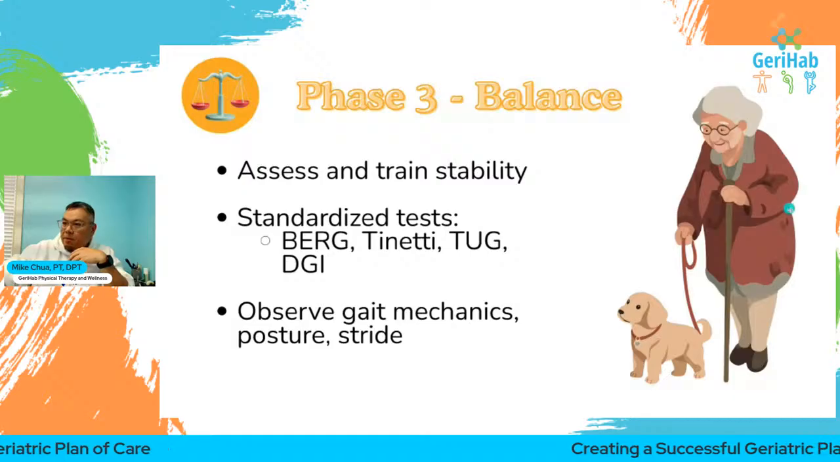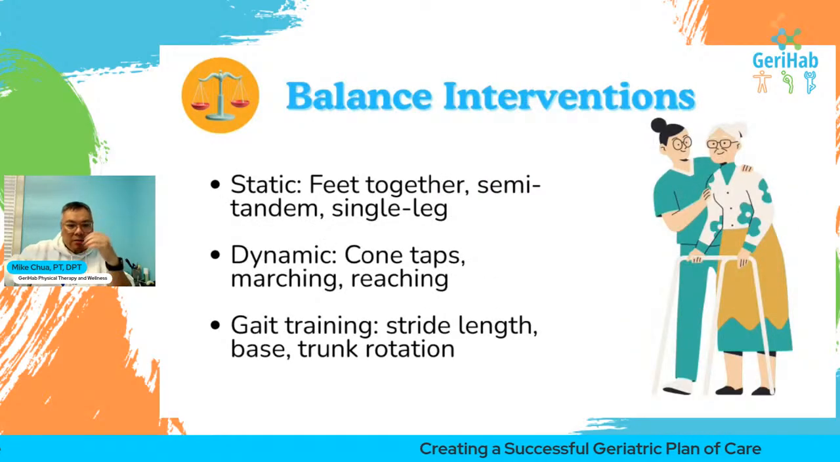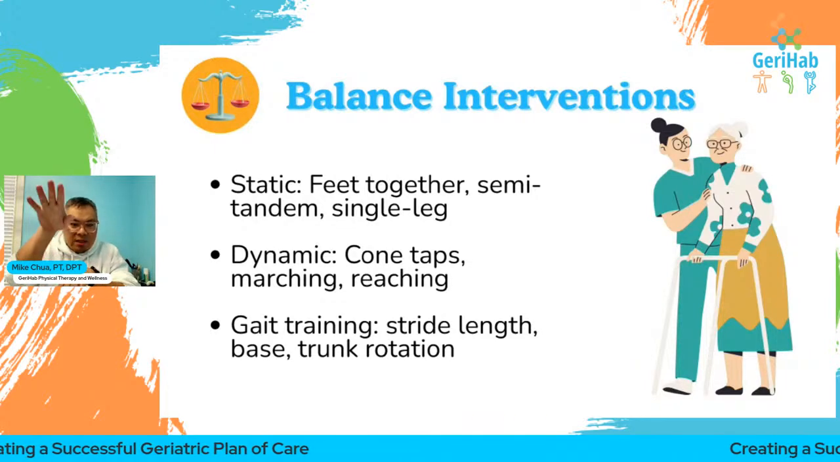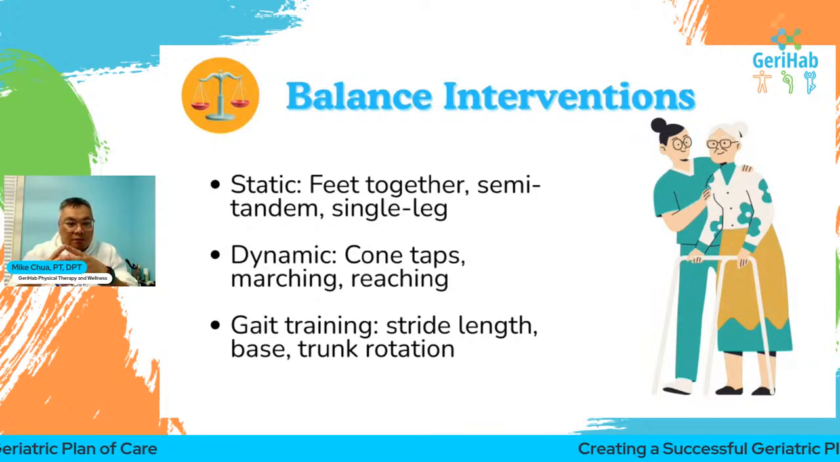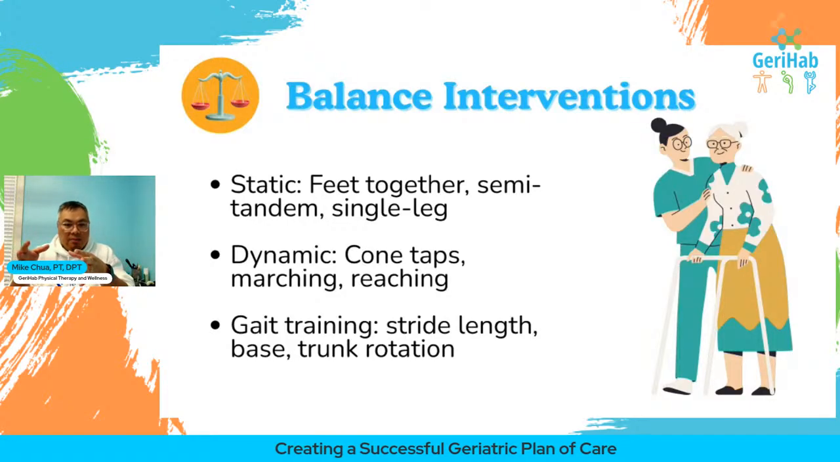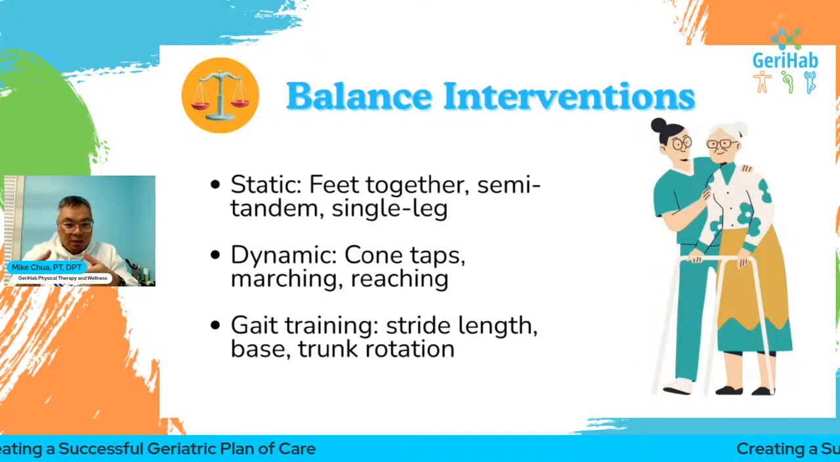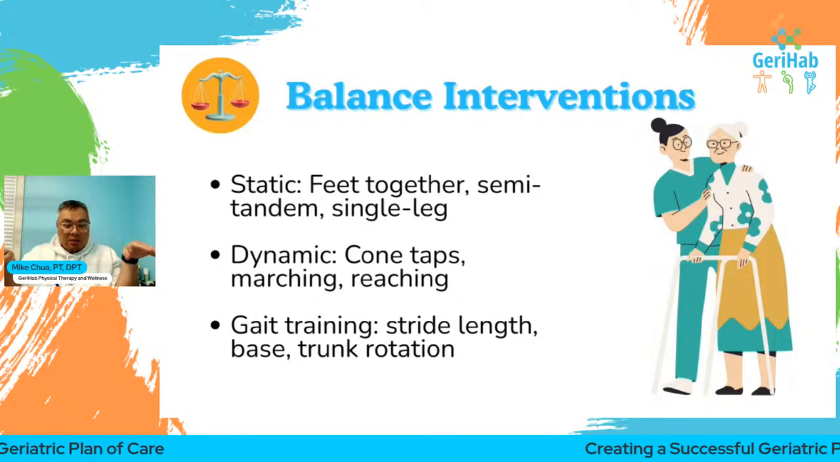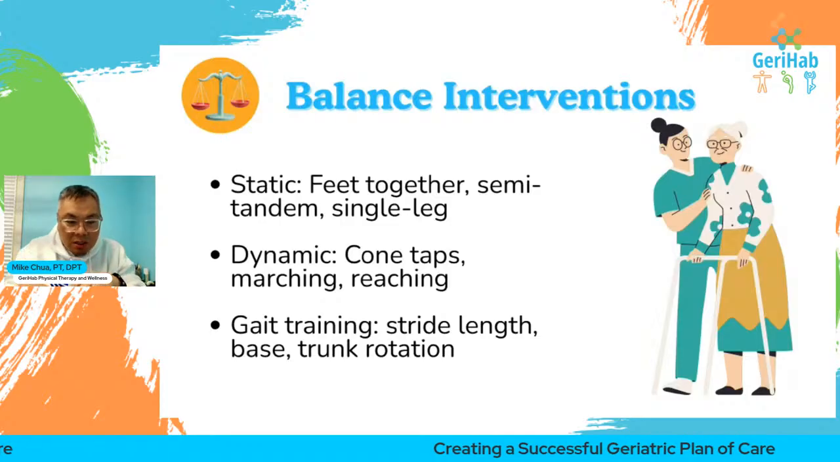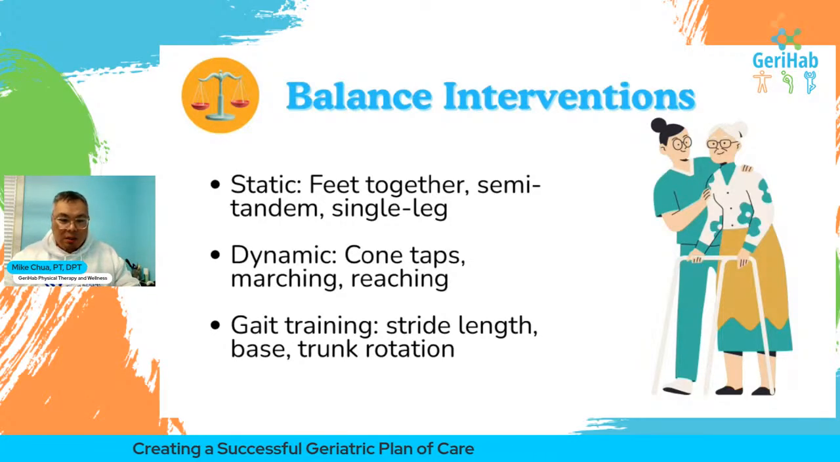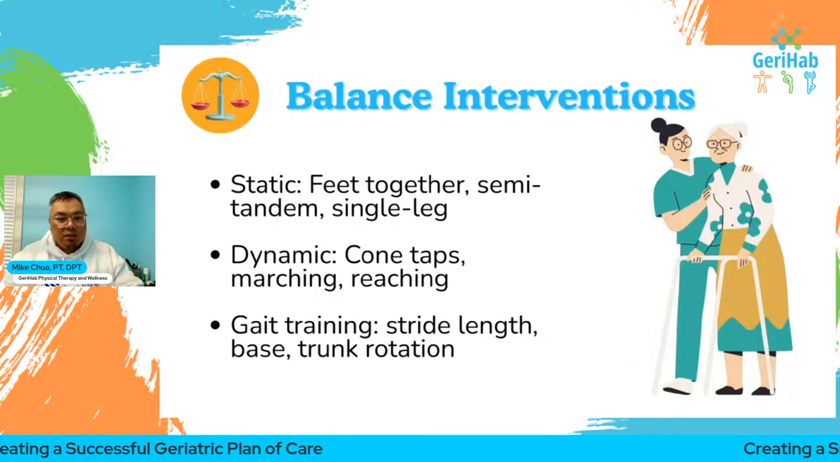Again, some balance interventions that you can do. You can do static balance: feet together, semi-tandem, single leg. That's part of your Berg balance and Tinetti test too. You can do dynamic balance interventions: cone taps, marching, reaching, and of course gait training, stride length, widening the base of support, and trunk rotation. Not just trunk rotation, but also head rotation. This is where your manual therapy skills come in too.